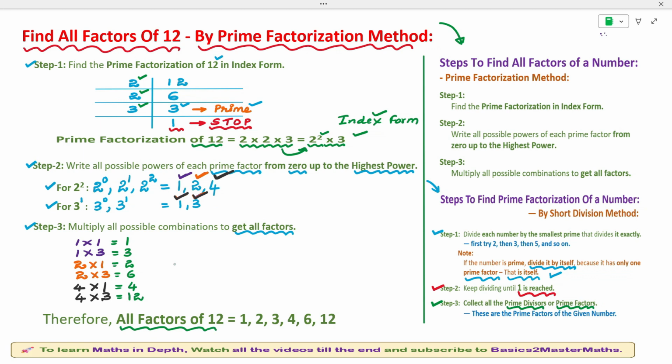Therefore, all factors of 12 are 1, 2, 3, 4, 6 and 12.